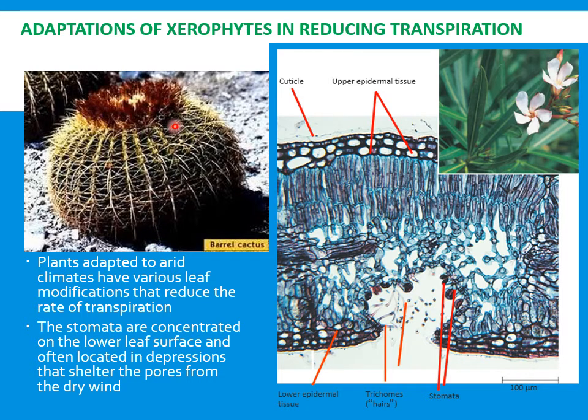Alright. Same goes with some other plants. For example, this particular plant here, in order to overcome dry wind, to shelter, they normally put the stomata on the lower leaf surface and in depressions, meaning it curves inward. Because they don't want to be exposed, otherwise once the stomata open, all the water goes out.